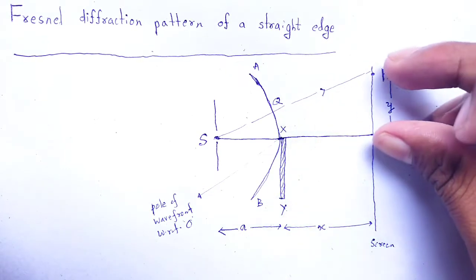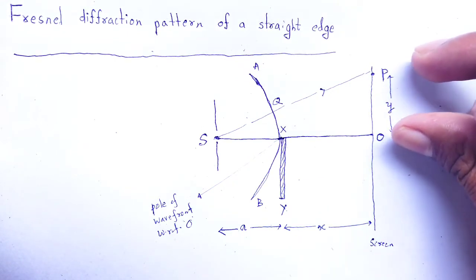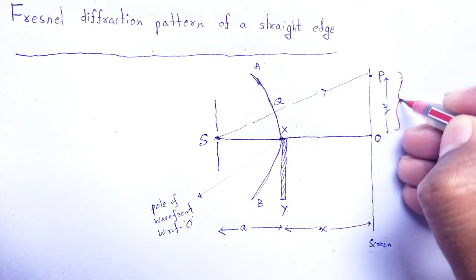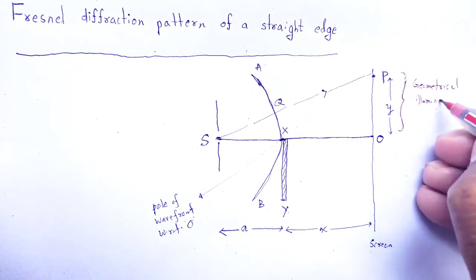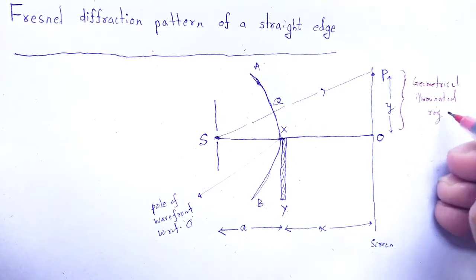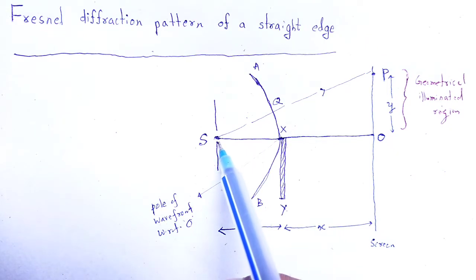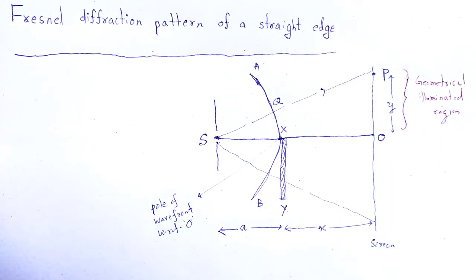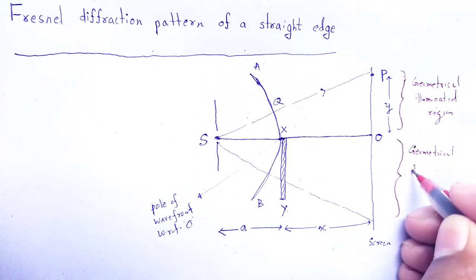Here this portion is said to be the geometrical illuminated region, and this portion is the geometrical shadow region.